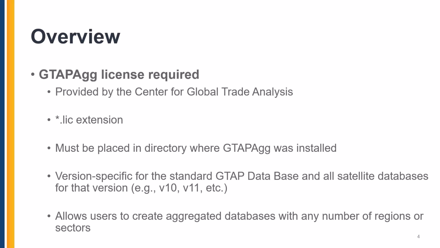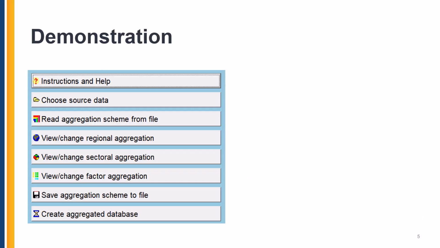GTAPAgg licenses are version-specific and can be used for the standard GTAP database as well as all satellite databases specific to that version. With a license, users can create multiple aggregated databases with any number of regions or sectors. Now that we've covered a basic overview of GTAPAgg, let's get ready to move on to our demonstration.